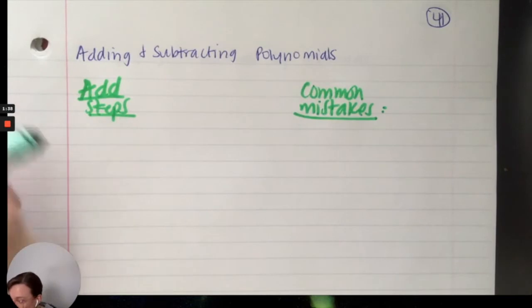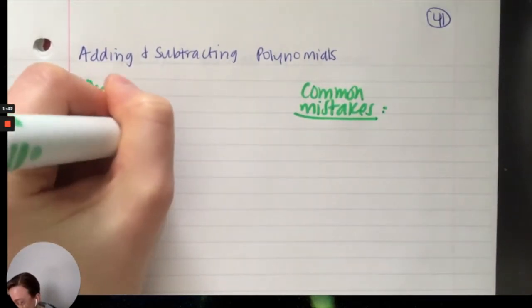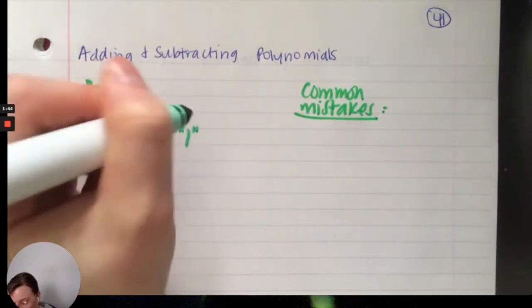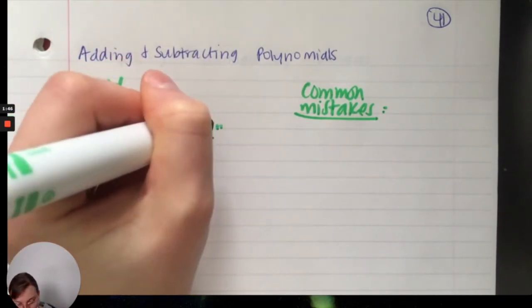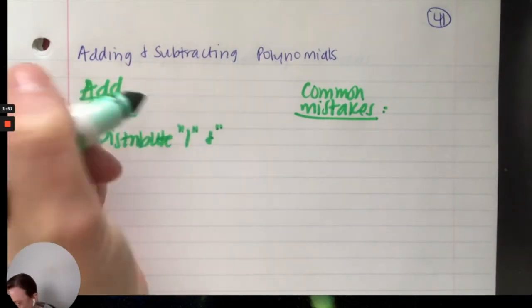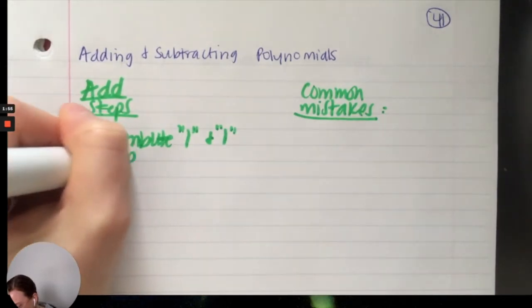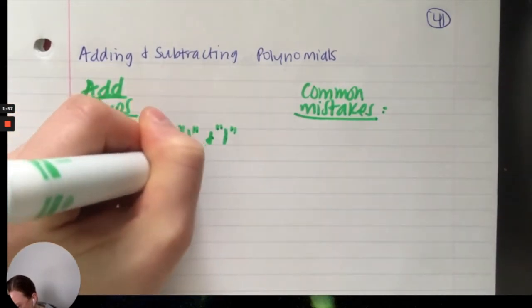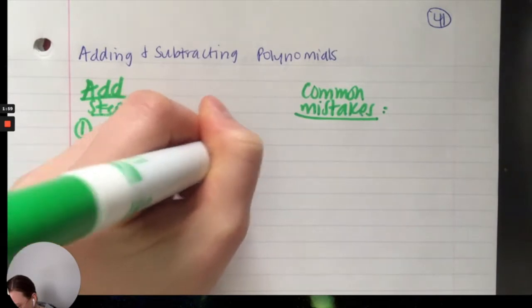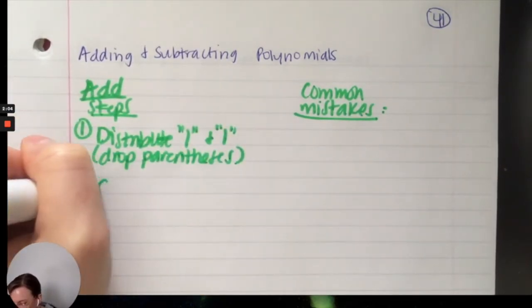Okay, so our first step is going to be distribute the 1, and, yeah, I guess there's two ones. 1 and 1, i.e. drop parentheses. Okay, step 2 is to combine like terms.